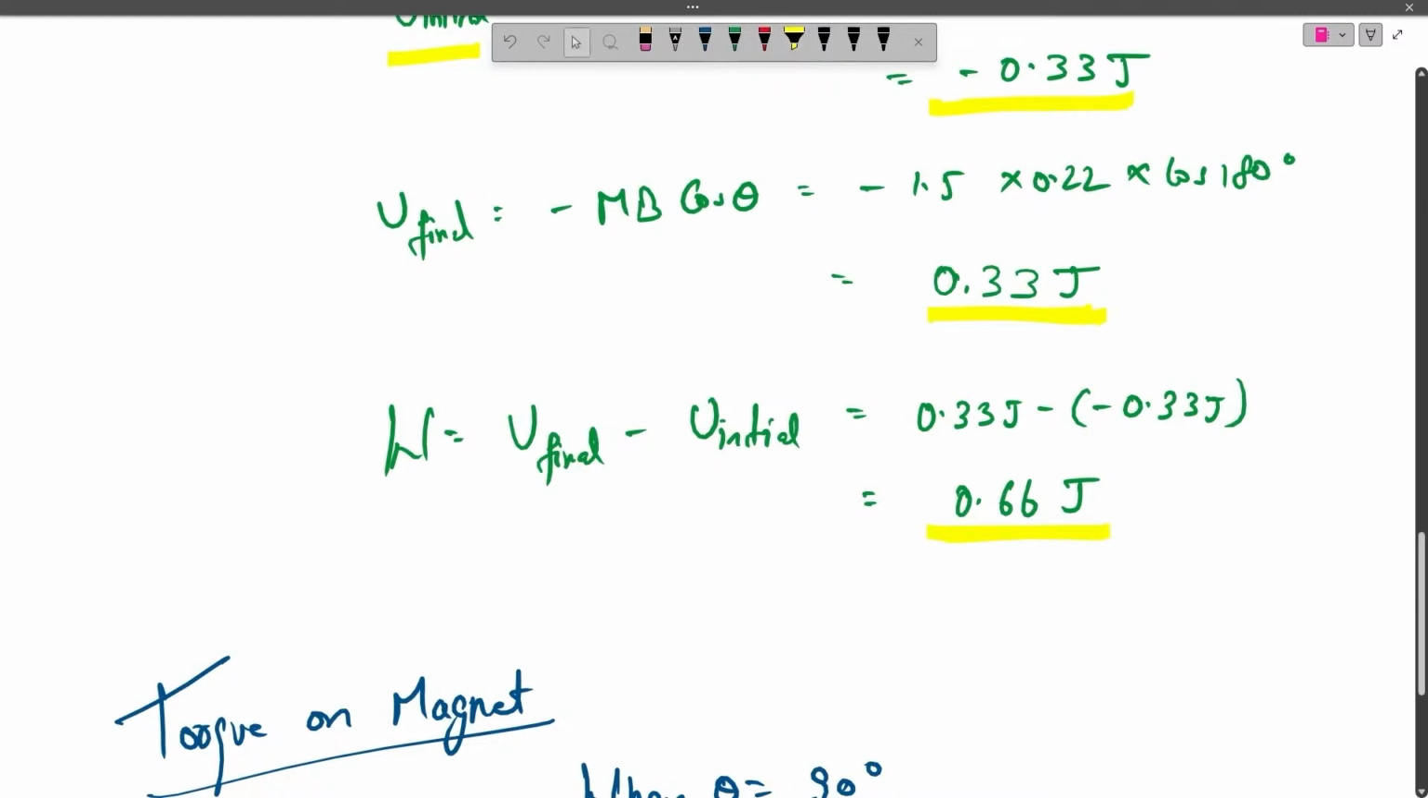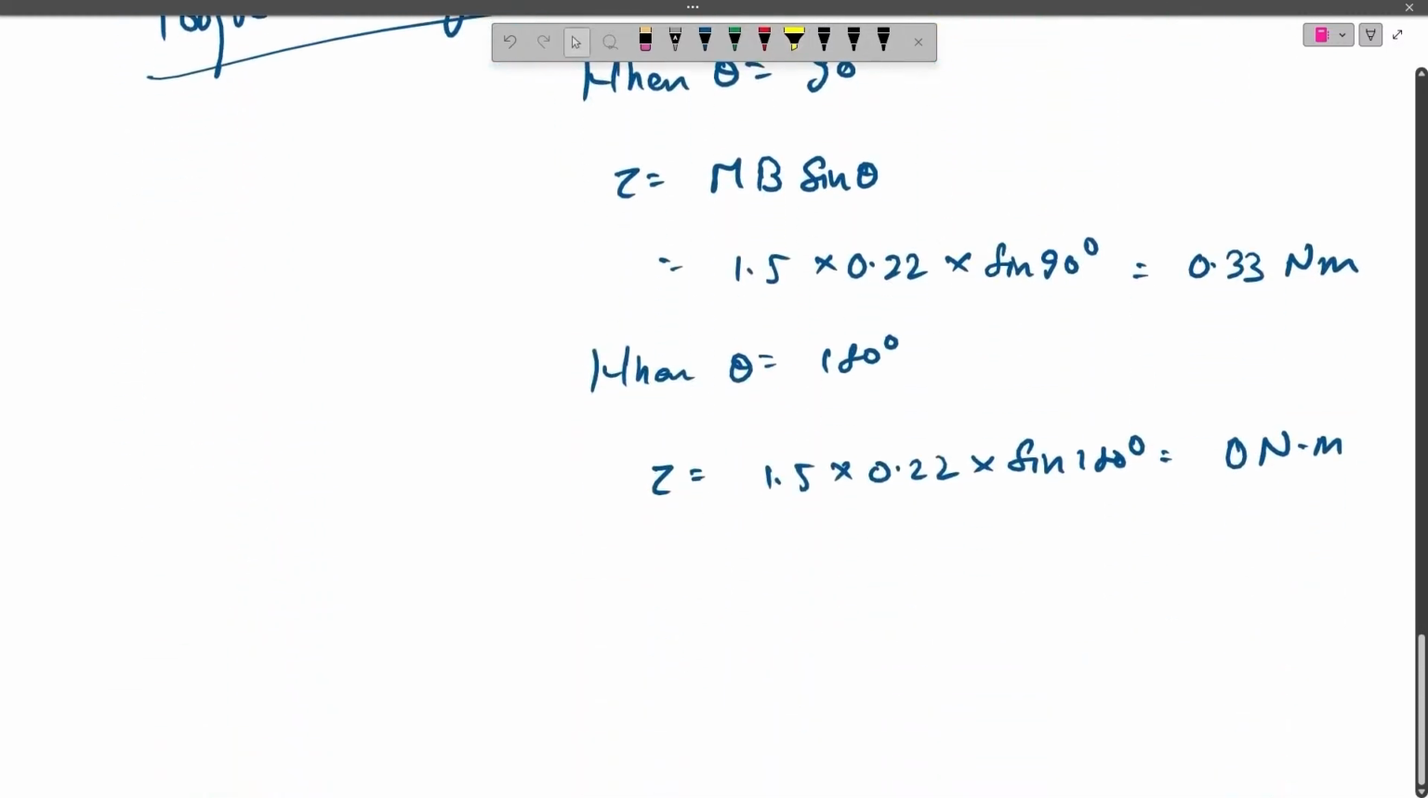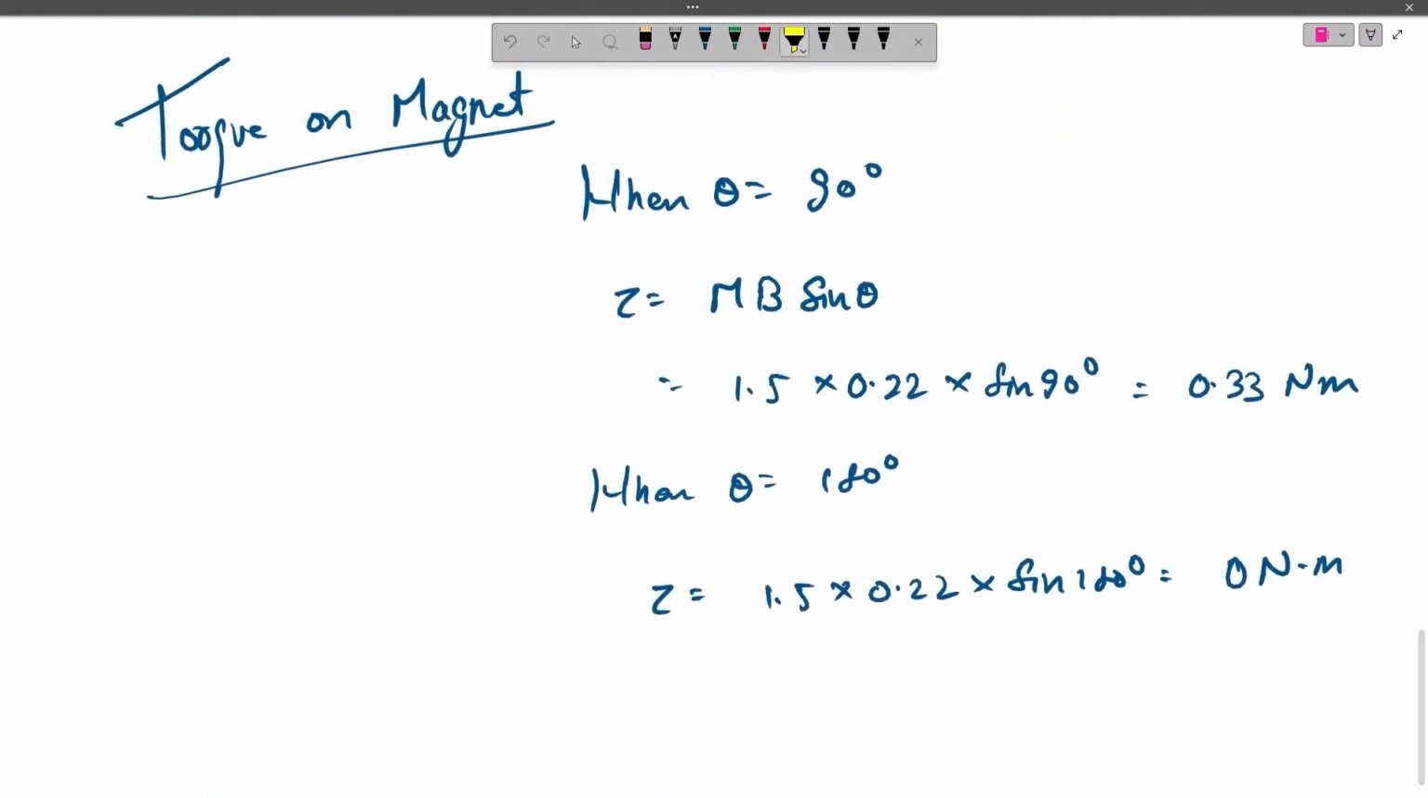Now the second part of the question asks what is the torque on the magnet when theta equals 90 degrees and when theta equals 180 degrees. We saw earlier that torque is defined as mB sin theta, or the cross product of magnetic moment and the magnetic field. Here m is the magnitude of magnetic moment and B is the magnitude of magnetic field, and theta is the angle between m and B. So when theta equals 90 degrees, we get a torque of 0.33 newton meter, and when theta equals 180 degrees, we get a torque of 0 newton meter.